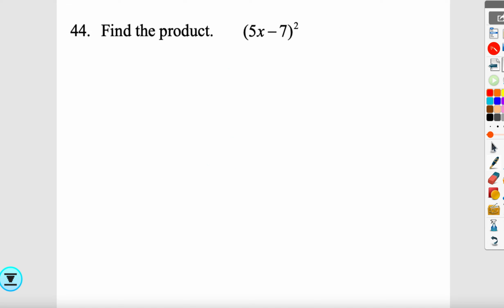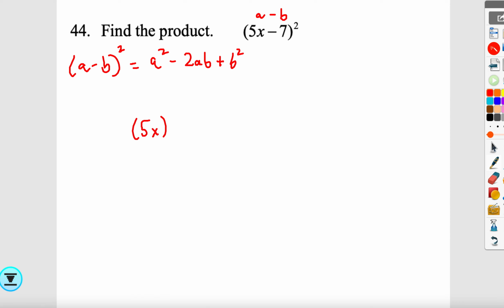(5x minus 7) squared. This is also a formula, guys. This is (a minus b) squared, which is just going to be a squared minus 2ab plus b squared. This is a minus b, right? So this is going to be a squared, right? So it'll be (5x) squared minus 2(5x)(7) plus 7 squared.